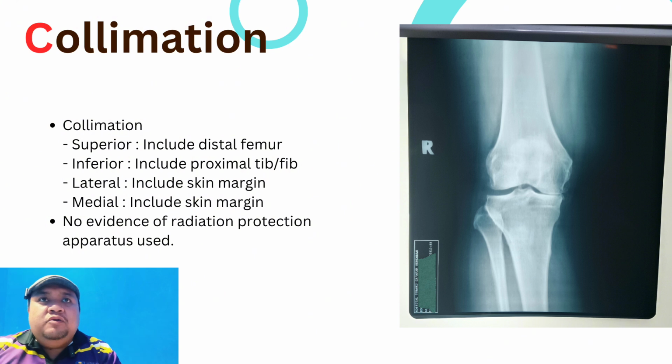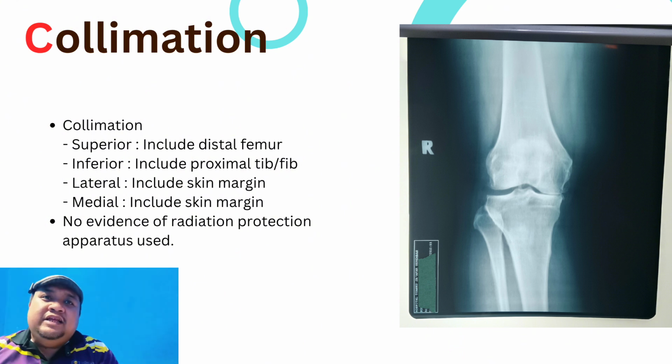For this radiograph, we assess collimation based on four directions. Superiorly, the image includes the distal part of the femur, which is important to assess joint space and alignment. Inferiorly, we can see the proximal part of both tibia and fibula, so that's acceptable. On the lateral and medial sides, both skin margins are visible, showing that the beam captured the full width of the knee without unnecessary exposure to surrounding areas. This is what we want, a balance between full anatomical coverage and minimized exposure.